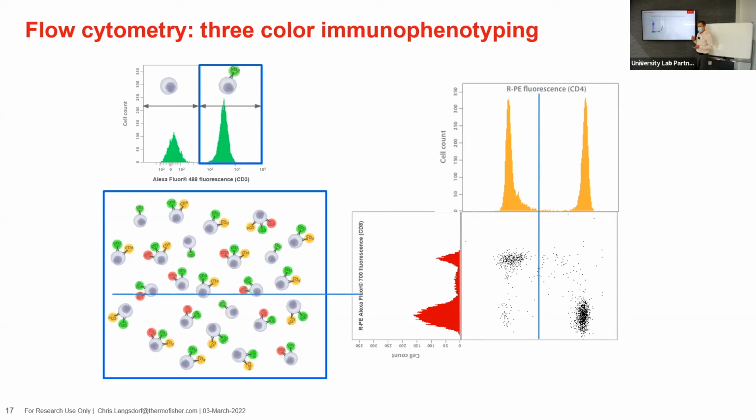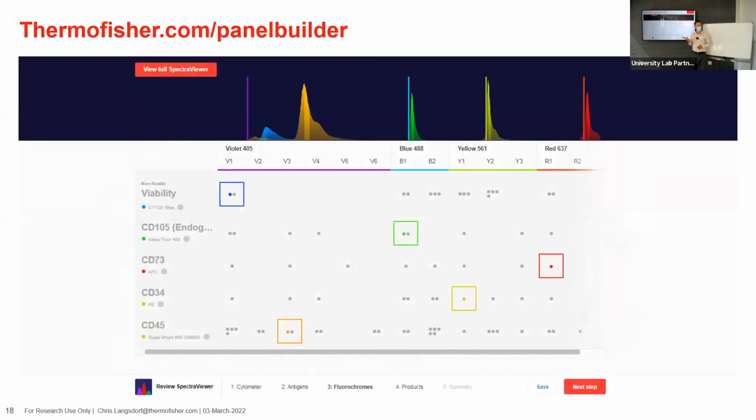Something to mention is a tool called the panel builder. Just go to thermofisher.com/panelbuilder. It will ask you what instrument you have. So you put in a 4-laser Attune NXT, and then it will populate all of the channels that are available. I think you probably have a V4 here, 4 channels off the violet laser. I think it is. Okay. And so yours would say V1, 2, 3, 4. It shows you all the channels available.